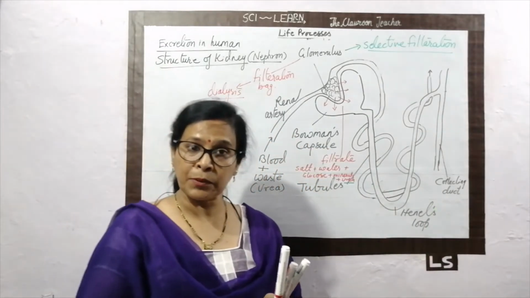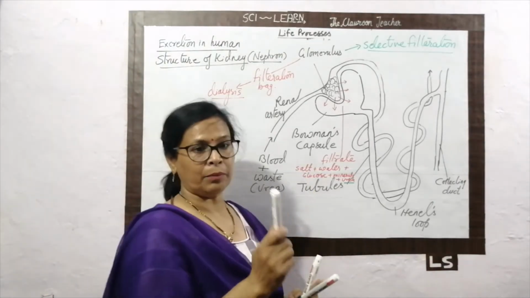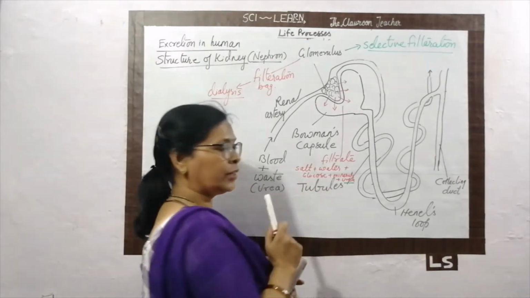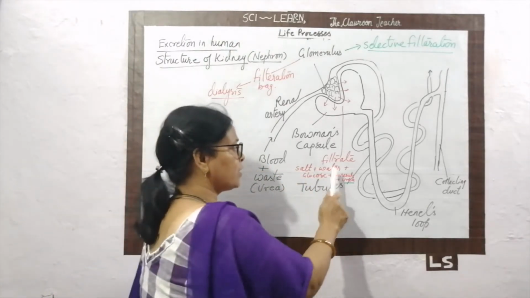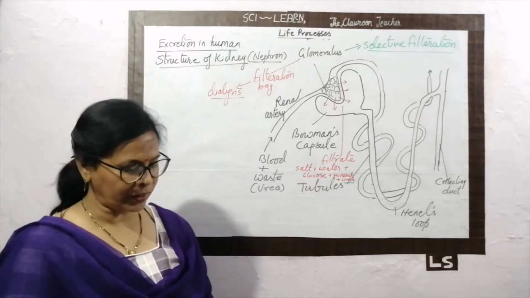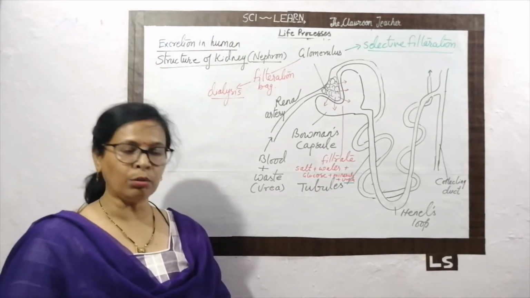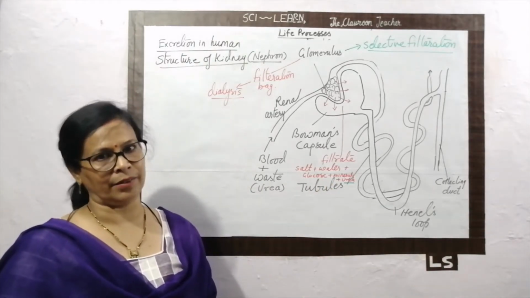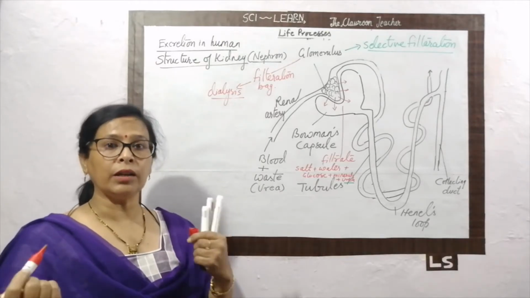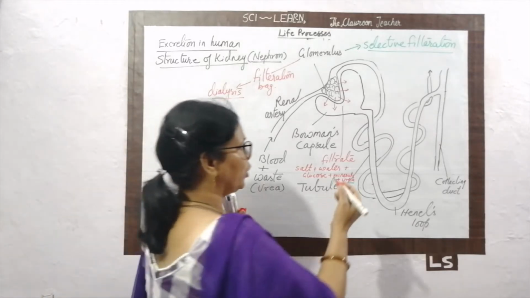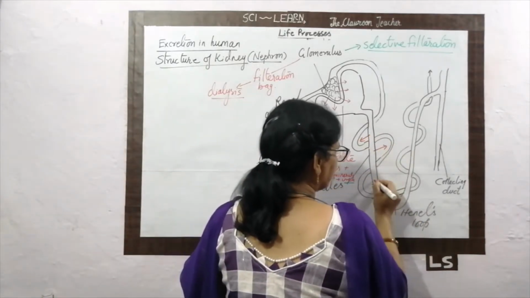The first step here is the selective filtration. But whatever substances are filtered out, salt is very much essential, water is also essential, glucose is also essential, minerals are also essential. Only one waste is there, that we call urea. Now here the role of the tubules starts. What happens? The tubules are going to reabsorb the material. Tubules reabsorb the essential substances.